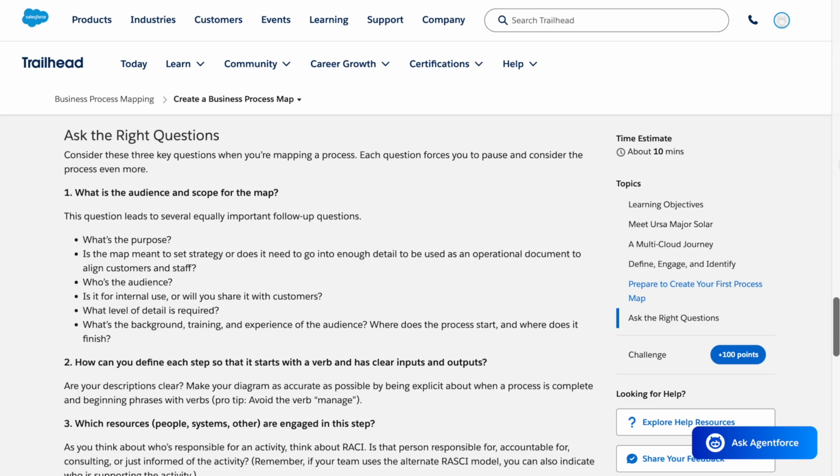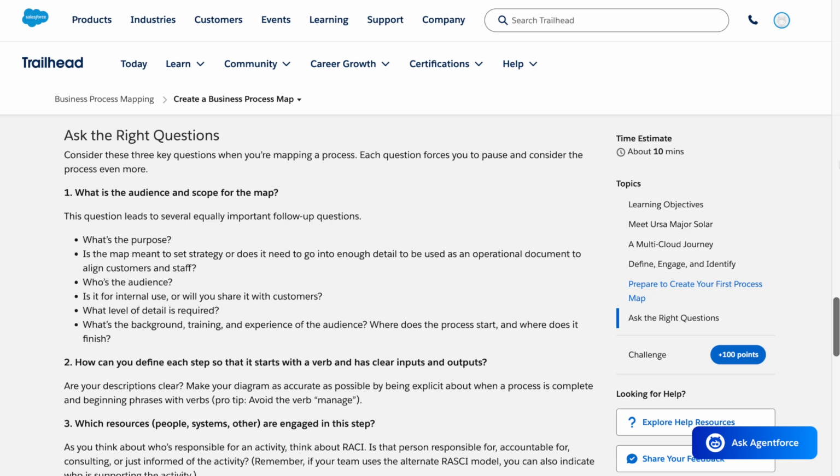Ask the right questions. Consider these 3 key questions when you're mapping a process. Each question forces you to pause and consider the process even more. 1. What is the audience and scope for the map? This question leads to several equally important follow-up questions. What's the purpose? Is the map meant to set strategy, or does it need to go into enough detail to be used as an operational document to align customers and staff?